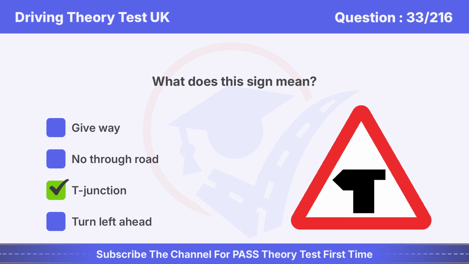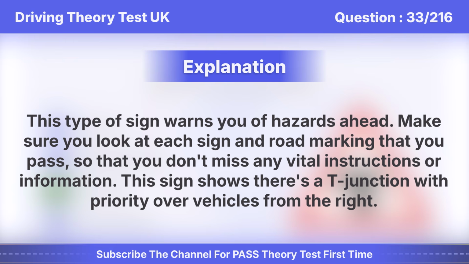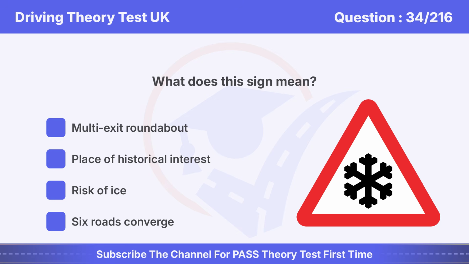Answer is C. T-junction. This type of sign warns you of hazards ahead. Make sure you look at each sign and road marking that you pass, so that you don't miss any vital instructions or information. This sign shows there's a T-junction with priority over vehicles from the right. Question 34. What does this sign mean?